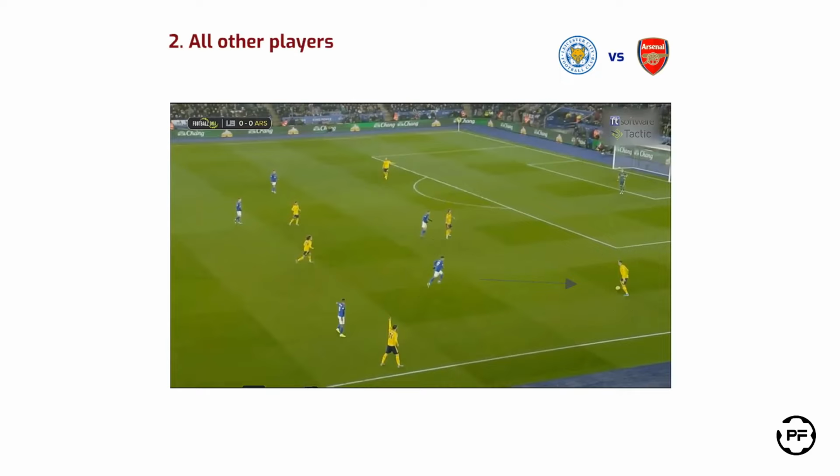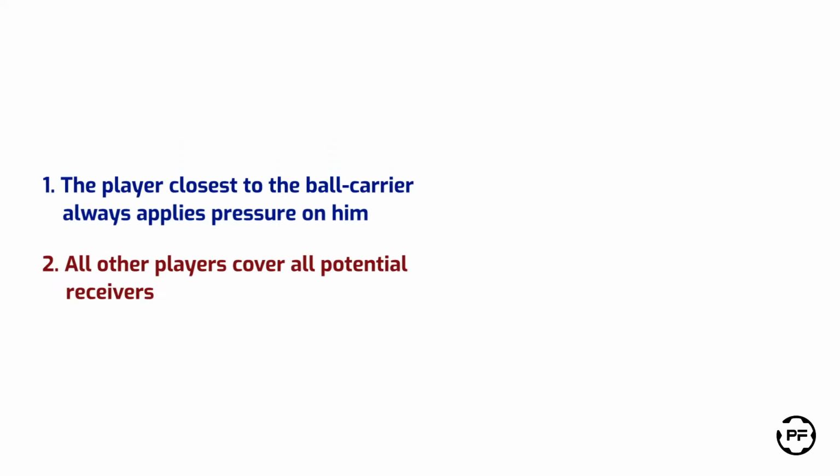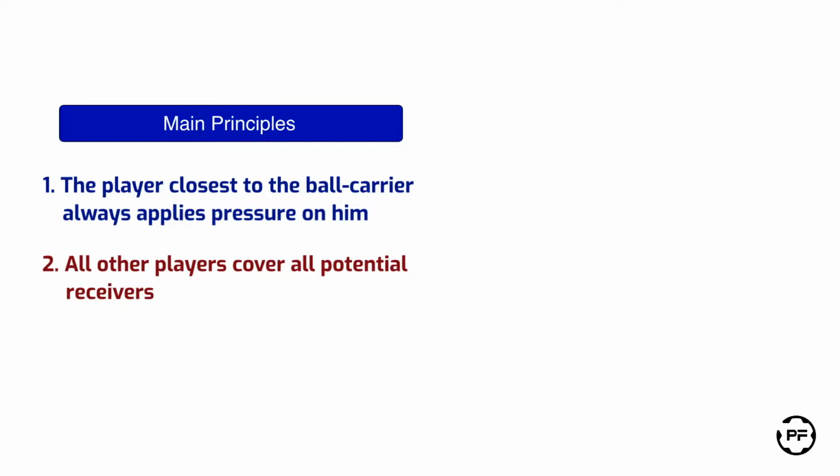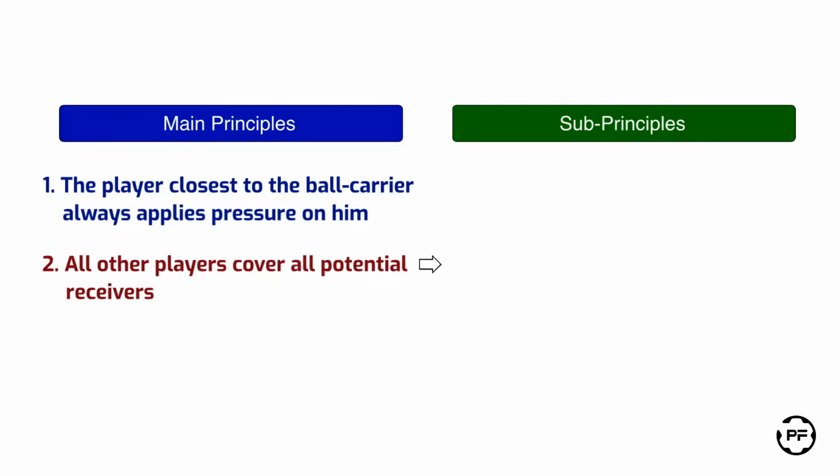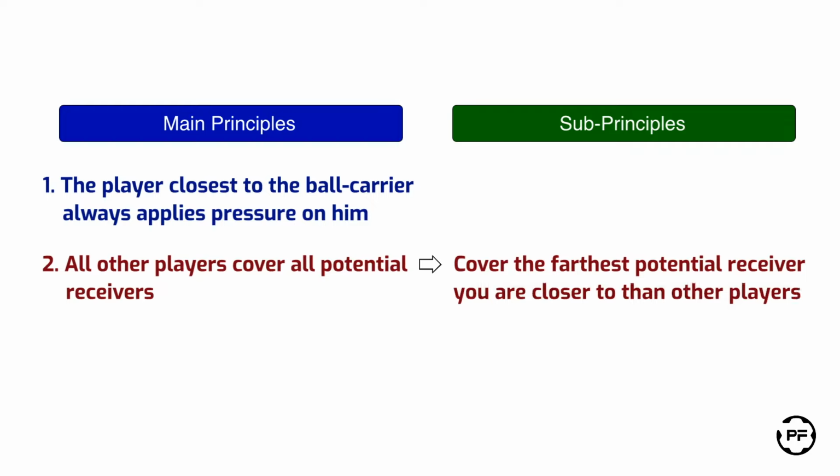Our second principle postulates that all other players need to cover all potential receivers. This, however, is very general, and we should provide players with more detailed instructions on how to do this. While these two constitute our main principles, for our second principle we can provide a sub-principle, which states that every player should cover the farthest potential receiver he is closer to than his teammates.